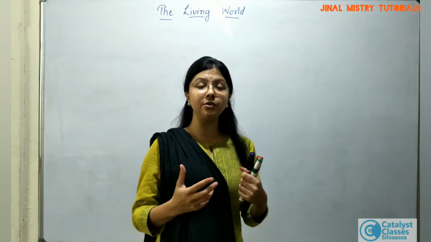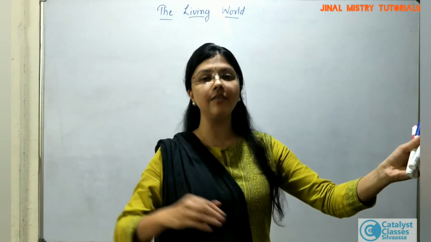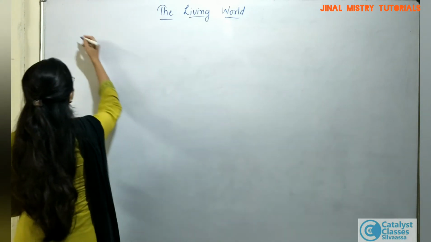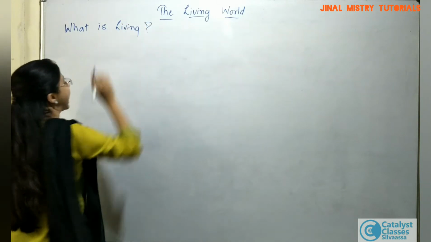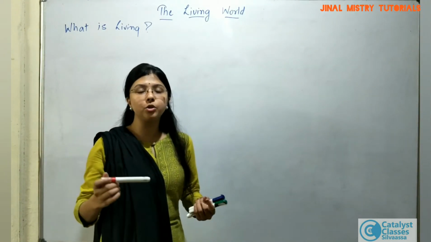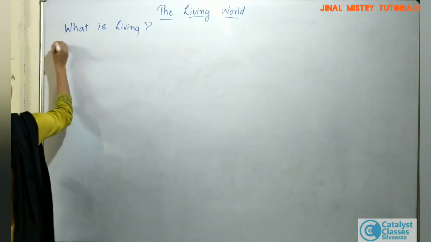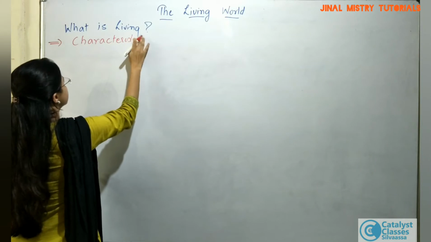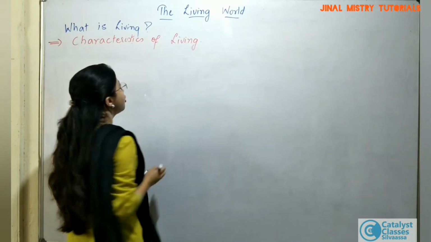Now when I say living, there can be different characteristics that define a living creature, right? We can separate how we can say that a particular thing is living and the other thing is non-living, depending upon certain characteristics. So when you want to answer the question, what is living, we have to discuss certain characteristics, certain points or features which demarcate what exactly can be called a living thing. So the first topic of this chapter includes characteristics of living.